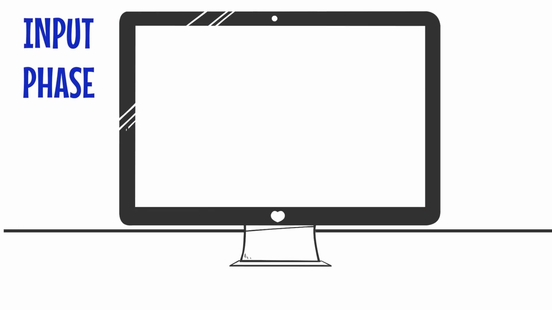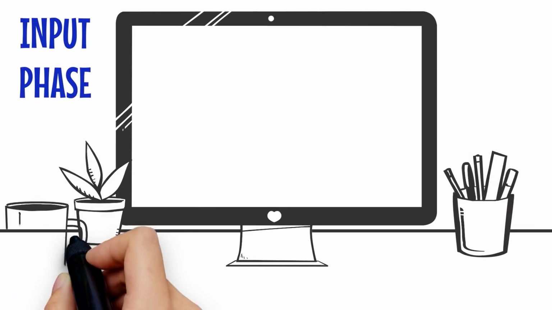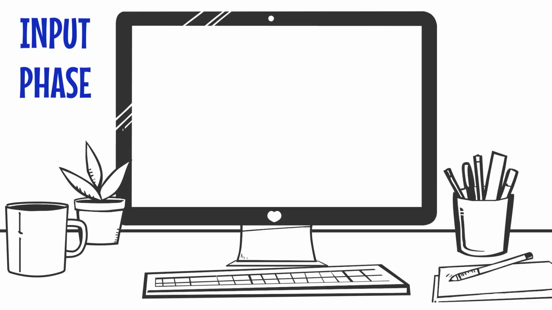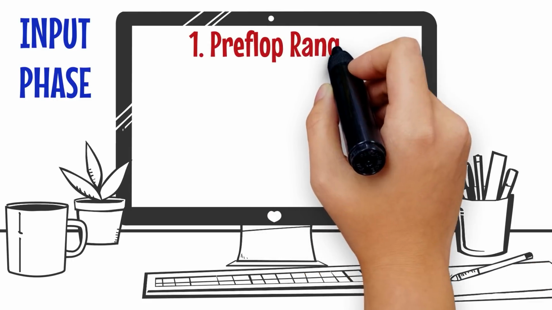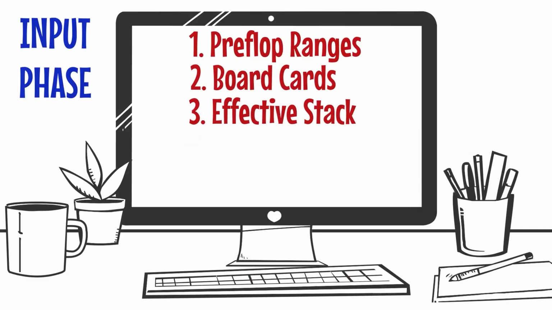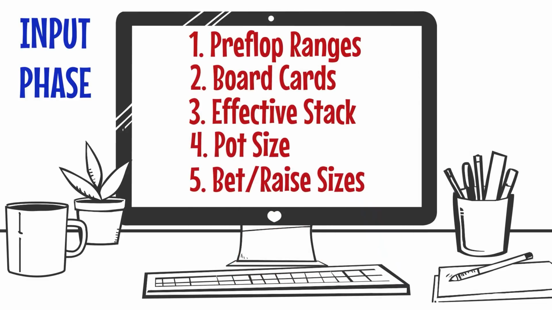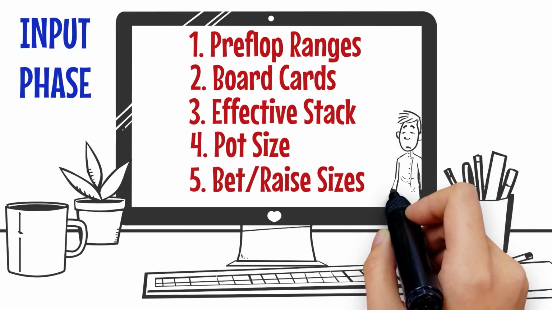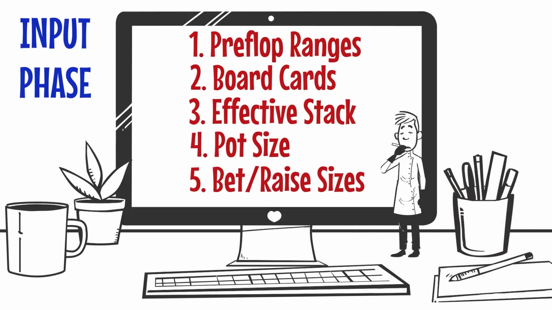In the input phase, the user is required to provide the solver with all of the relevant details of the hand he wants to review: the pre-flop ranges of both players, the board cards, the effective stack size, the pot size, and the betting and raising options for each player on each street. Now, it doesn't take a rocket scientist to input this information into a solver, however it can become a bit tedious, especially when you run sims often.